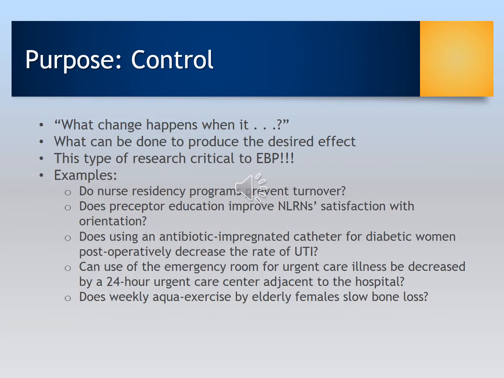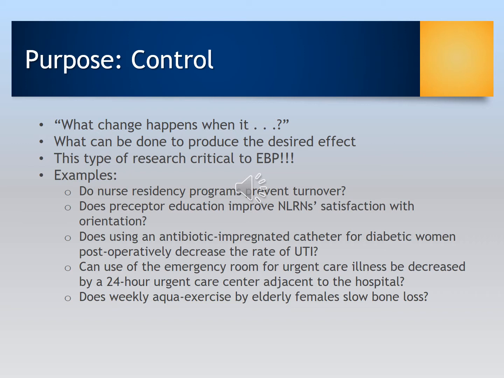So the last purpose is control. This is really what we want to do: we want to control or strive towards certain outcomes. Again, in my work, one of the things I do is I want to prevent turnover. That's my outcome. So I'm trying to implement strategies to prevent that turnover so I can control that outcome of nurses turning over. I've been doing a lot of research around nurse residency programs for newly licensed nurses, and does it indeed control or prevent their turnover?